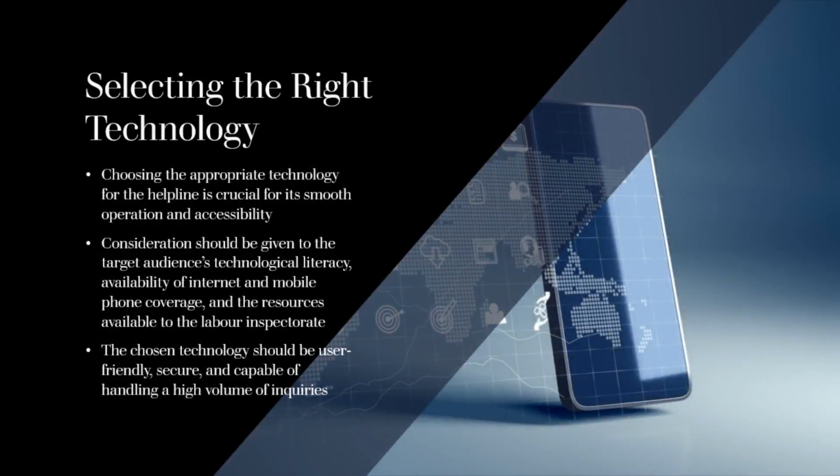Choosing the appropriate technology for the helpline is crucial for its smooth operation and accessibility. Consideration should be given to the target audience's technological literacy, availability of internet and mobile phone coverage, and the resources available to the Labor Inspectorate. Depending on these factors, the helpline can be designed as a toll-free telephone line, a mobile application, a web-based platform, or a combination of these options. The chosen technology should be user-friendly, secure, and capable of handling a high volume of inquiries.